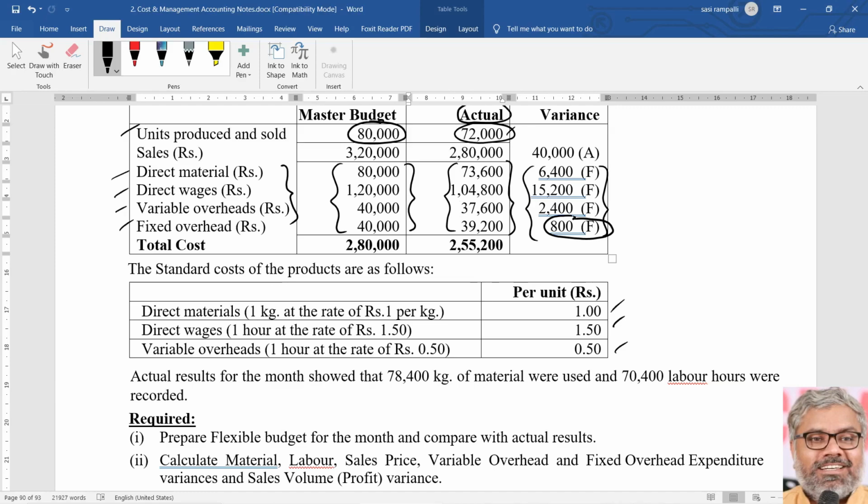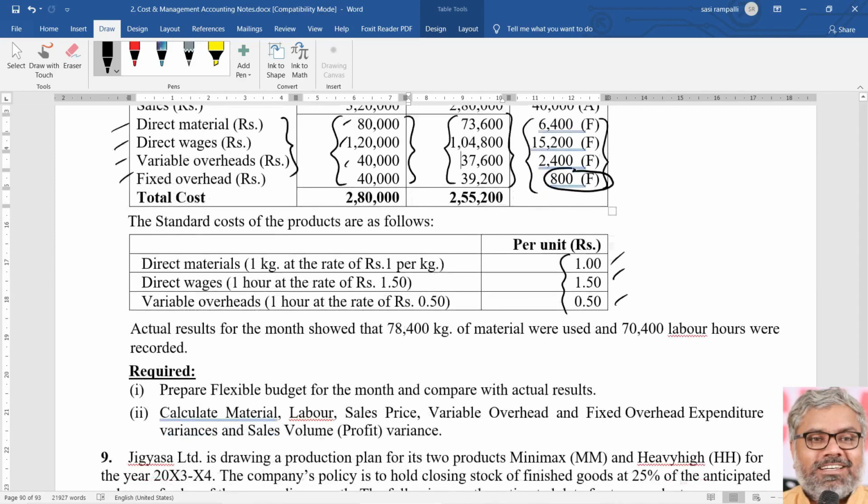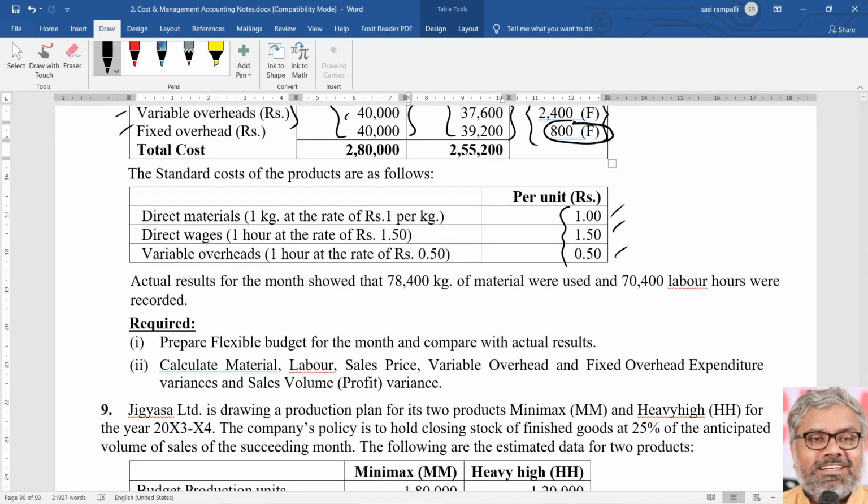Let us say 80,000 units are produced and sold. Material cost is 1 rupee, so that is 80,000. In the same way, 80,000 units are produced and sold as budgeted, and with 1.5 direct wages, the budgeted wages cost will be 80,000 into 1.5, 1,20,000. In the same way, 0.5 into 80,000, 40,000. So those are the standard costs per unit which are given. Actual results for the month showed how many kgs of material were really used? 78,400 kgs of material were used, and 70,400 labor hours were used. That is the reality. Those are the actual results, once again, given in the question.